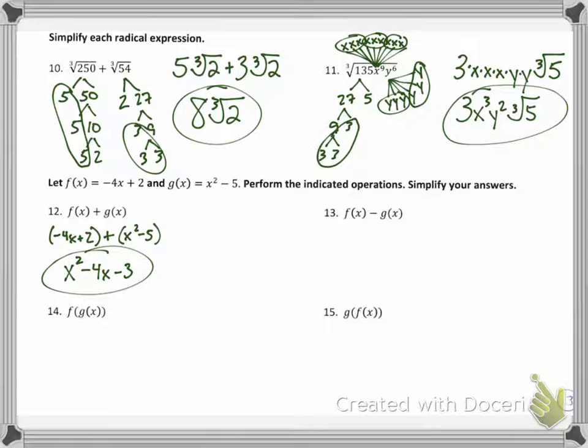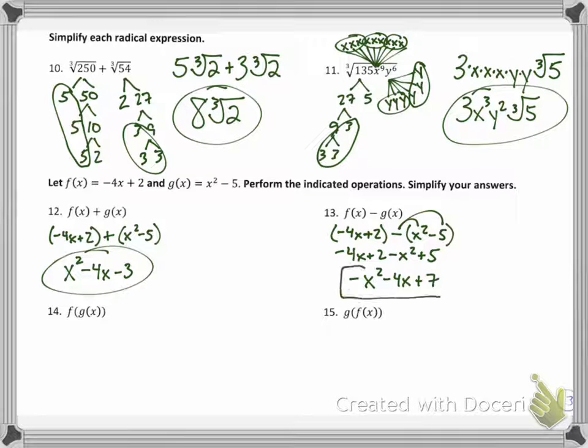Same thing with subtraction. Go ahead and plug in your 2 functions. The only thing you have to keep in mind with subtracting 2 functions is that the minus sign has to affect the function that comes after it. So the signs are going to flip for the g of x function. So I would make sure to convert those first, and then do the same thing you did in number 12. Combine your like terms. So I'll end up with negative x squared, negative 4x, and positive 7.